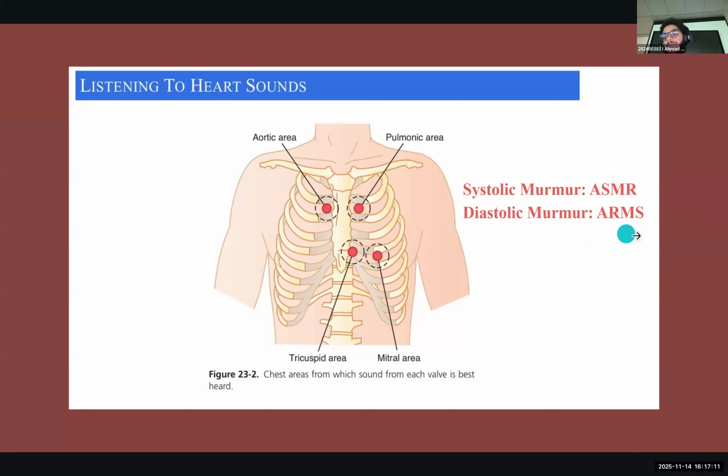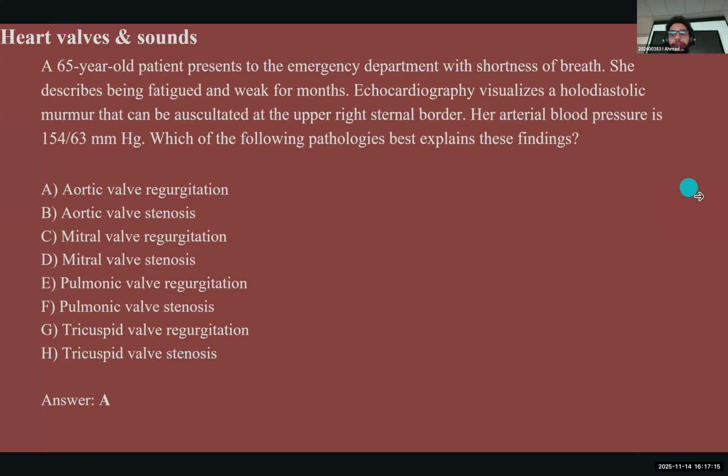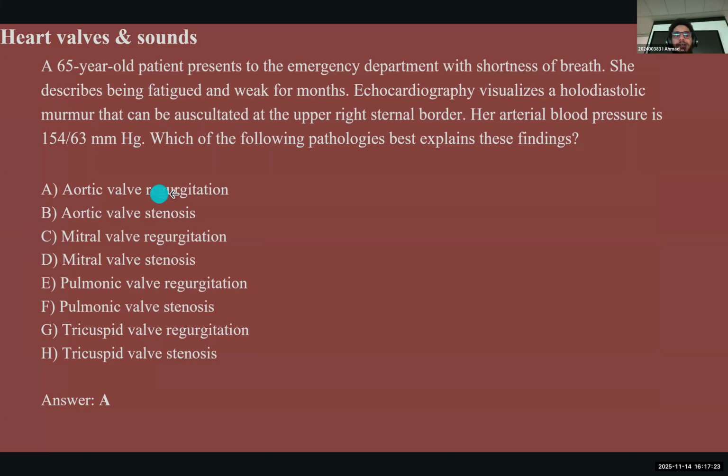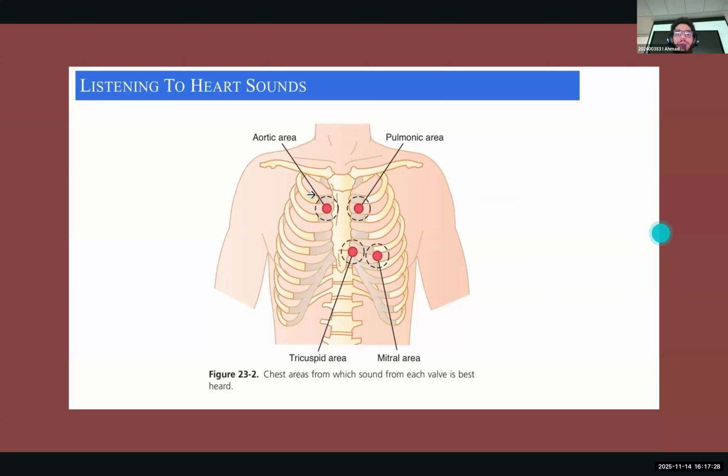Diastolic murmur is ARMS. So here, the question mentioned it's a hollow diastolic murmur, which means we're looking at ARMS. It's either aortic regurg or mitral stenosis. And the answer is indeed aortic regurg. The reason why it's aortic regurg, I know they mentioned diastolic, but they mentioned that it's auscultated in this area.